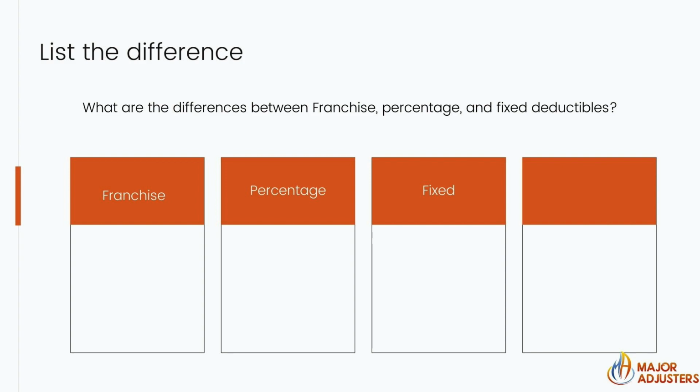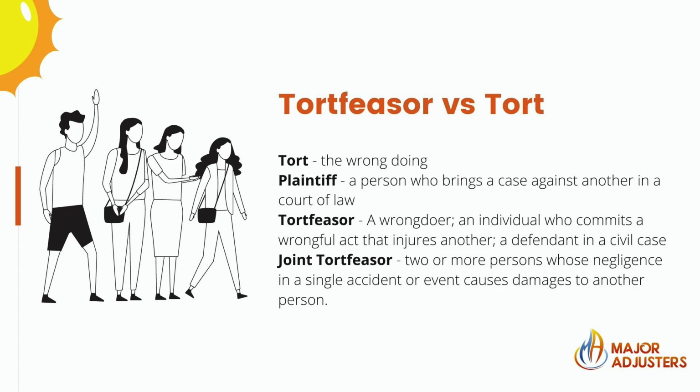Okay, next up, we are going to go over what a tort is. A tort is a civil or private wrong giving rise to legal liability. So there's two types, which we'll go over. A tortfeasor is somebody who commits the tort, who does the wrongdoing. Very straightforward. The tort, again, is the act that's the wrongdoing.